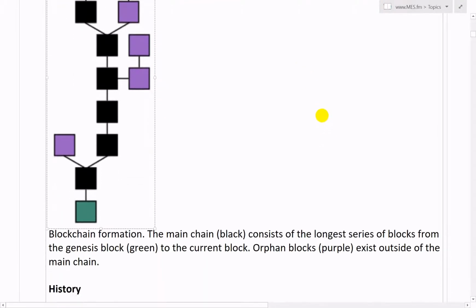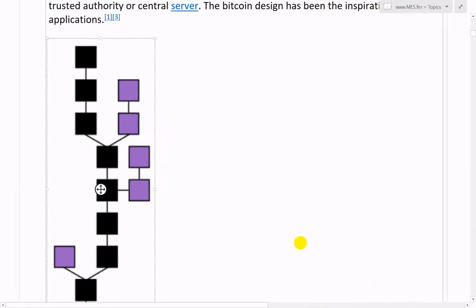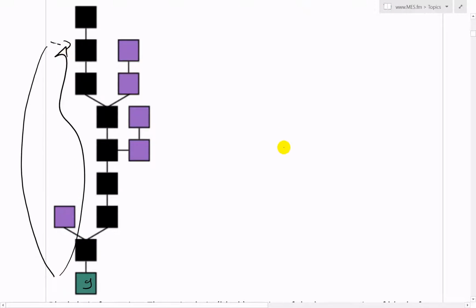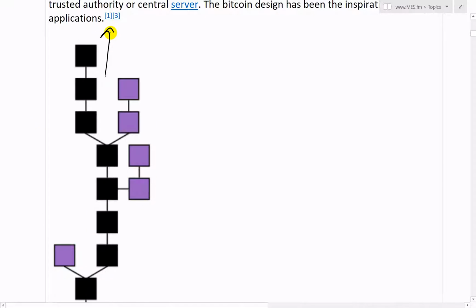So yeah, here is an illustration of a blockchain formation. The main chain in black consists of the longest series of blocks from the genesis green, that's a genesis right here, to the current block. Orphan blocks in purple exist outside the main chain. So if you wanted to change anything over here, just modify this part, you're gonna need to go back all the way here, create it, and then catch up to this, and then make sure that that is the longest chain. So you actually have to extend past this, which is not that easy to do.